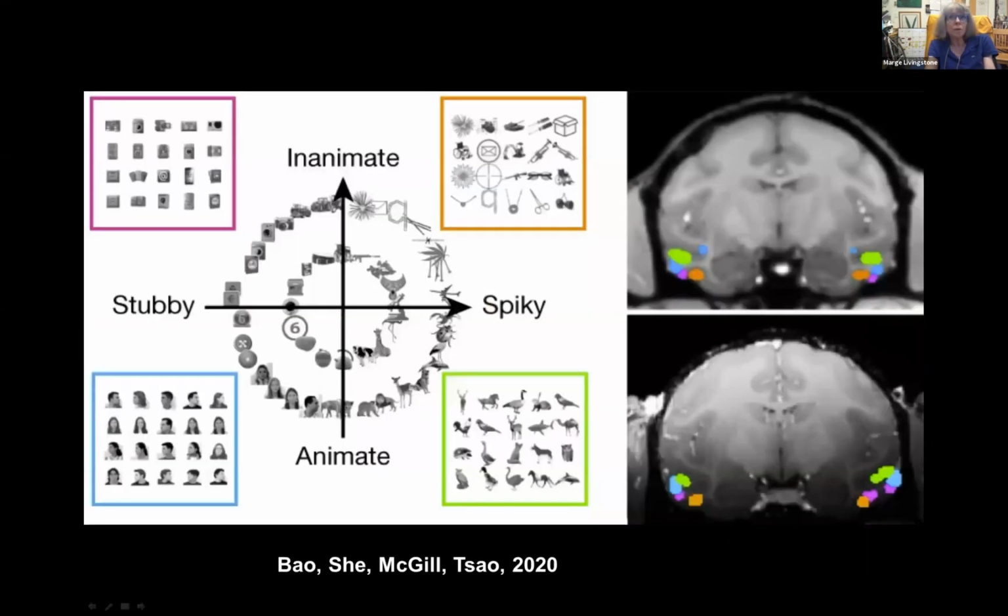And such a combinatorial mechanism might result in something like Fenglin Bao and Doris Tsao's lab reported recently. They found that there was a gradient of shape selectivity in monkey IT with selectivity for faces, which are blue, on the lip of the STS, which maps to central visual field, and then grading to spiky things as you go more peripherally. So it's not just curvature, it's some combination of curves and eccentricity and so on.